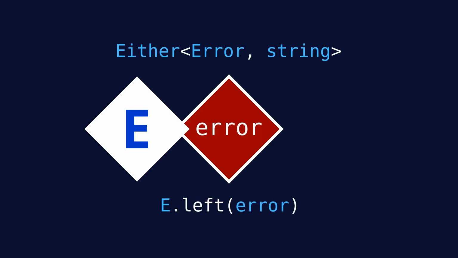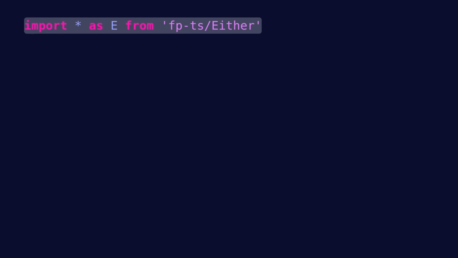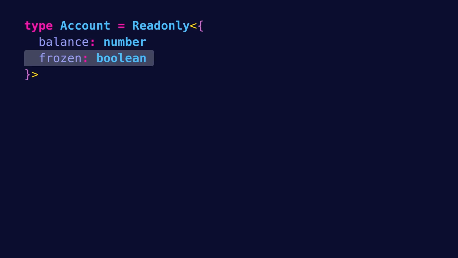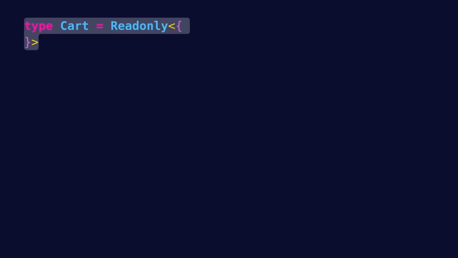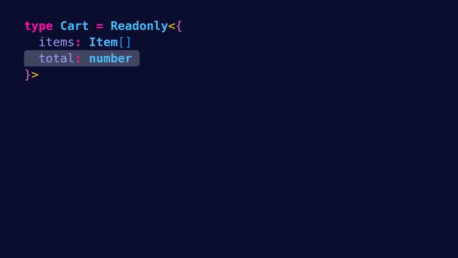Let's look at an example of using either, which will show you how you can actually get type-safe errors. First, we will import the entire FPTS either module as a namespace E, which is a common practice in FPTS. Now, let's say that we have an app where each user has an account, which has a balance and a flag indicating whether it is frozen. Then, the user can have a cart, which has a list of items and the total to pay. Finally, the user can proceed to the checkout.